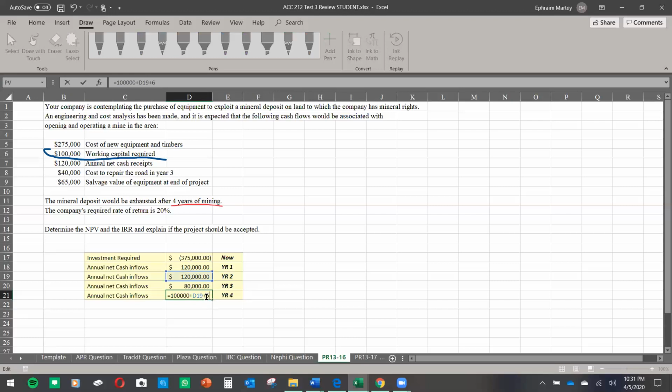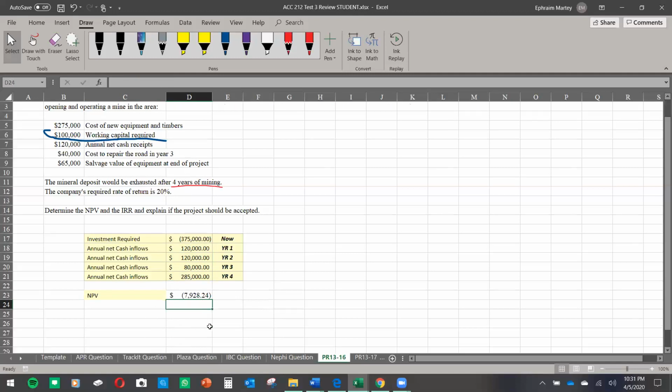So we have 65,000. Okay, so 85,000 will be the annual cash flow in the fourth year. Okay, now what is our net present value? So NPV, like we have been doing always, type equal to NPV, open parenthesis. What is the rate? It says here 20%, so 0.2, comma. Select year 1 to year 4, select only the cash flows, and then plus the investment. Okay, so our net present value is 79 over there.